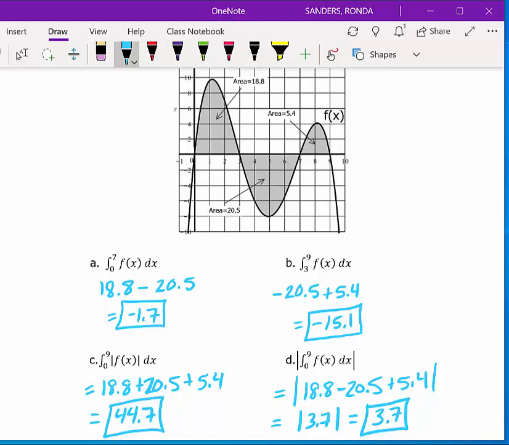So notice the difference in the position of the absolute value. If the absolute value is on the inside of the integral, as it is in part C, we consider the absolute value of the graph. All the areas become positive. If the absolute value is on the outside of our integral, we first evaluate the integral and then we evaluate the absolute value.